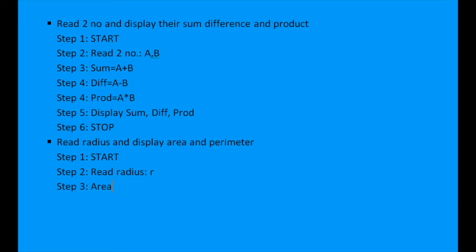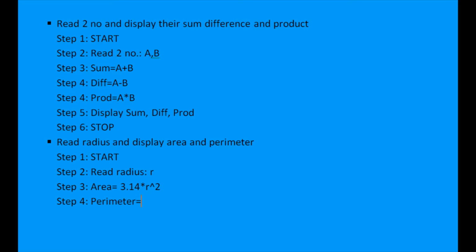The next step includes what needs to be done. Area is equal to 3.14, that is pi, which is a longer value, but let's suppose this only, into a square. The next one is step 4, which includes perimeter.